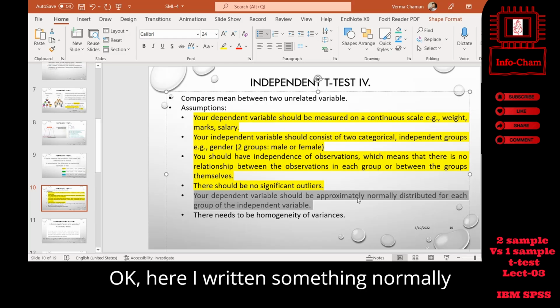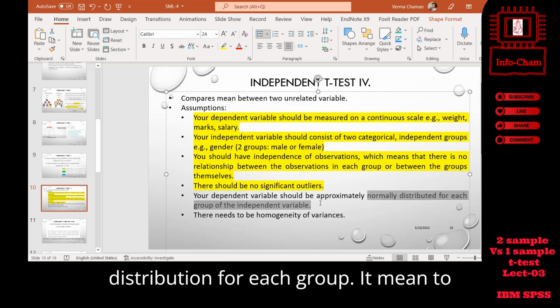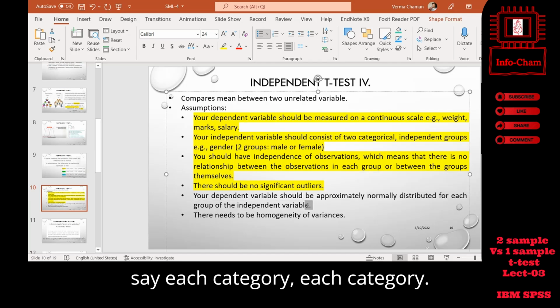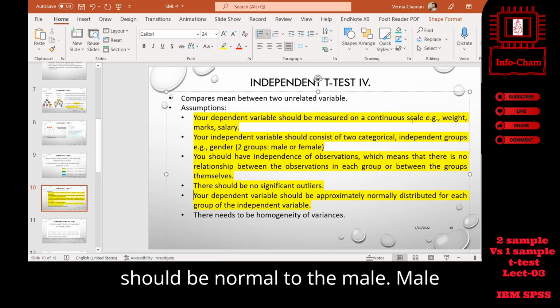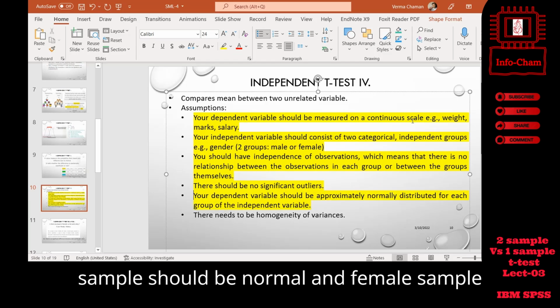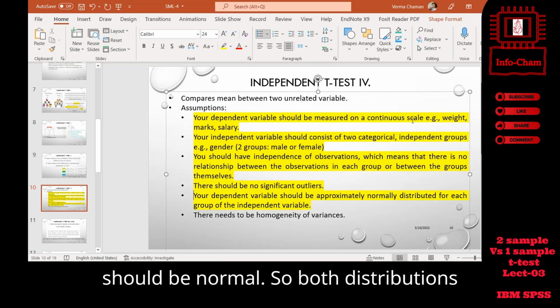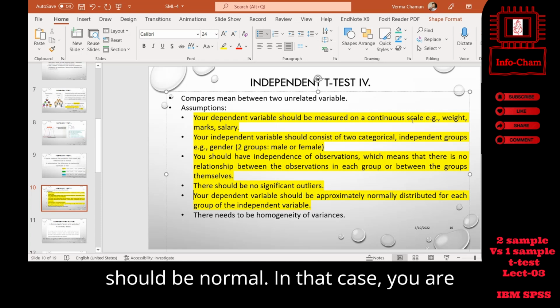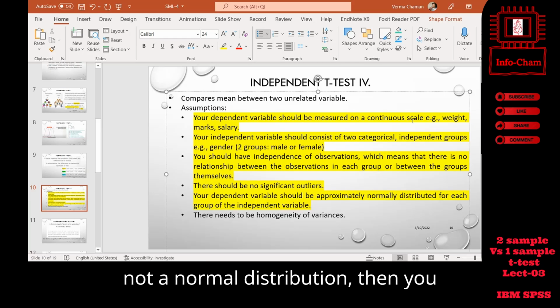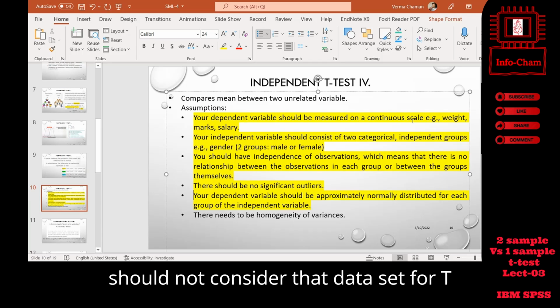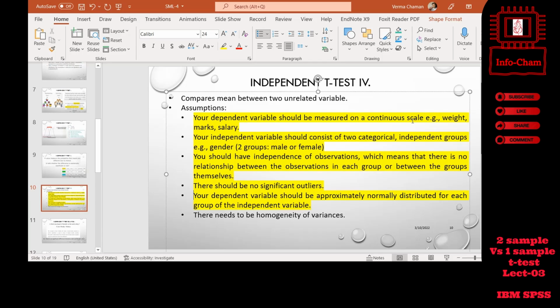Here I have written something: normally distributed for each group. It means to say each category. So I need the salary variable of the male sample to be normal and the female sample to be normal. So both distributions should be normal. In that case, you are okay. If one of the categories is not normally distributed, then you should not consider that data set for the t-test, right?